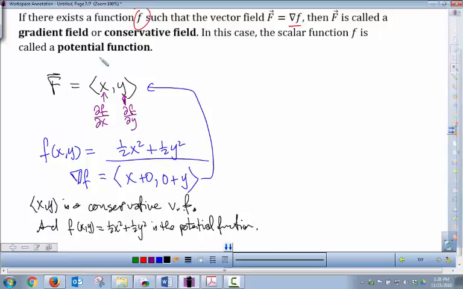Well, by definition, a potential function is a scalar function whose gradient is the vector field. So you begin with a vector field. This is your vector field. You begin with a vector field, and if you can find a function whose gradient is equal to the vector field, then that function that you found is a potential function. Okay?